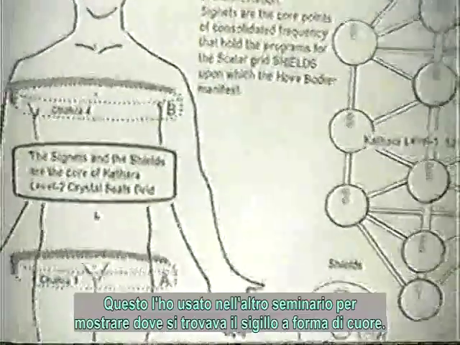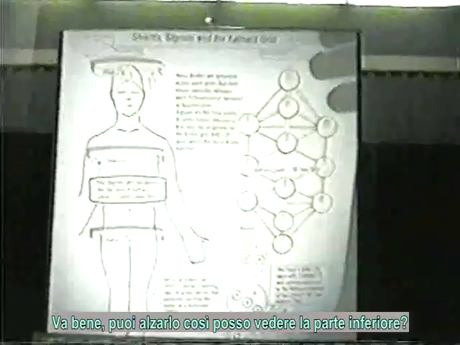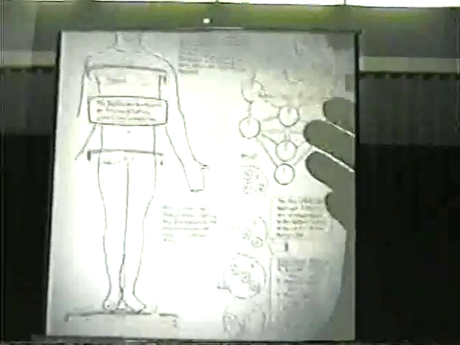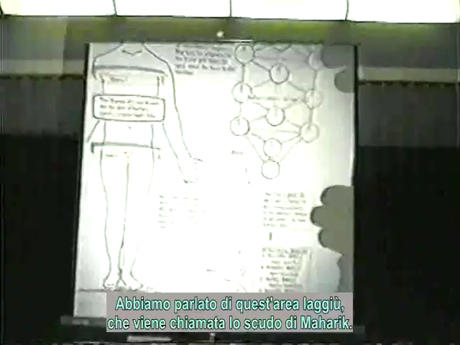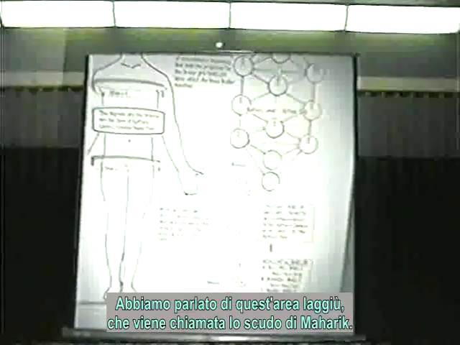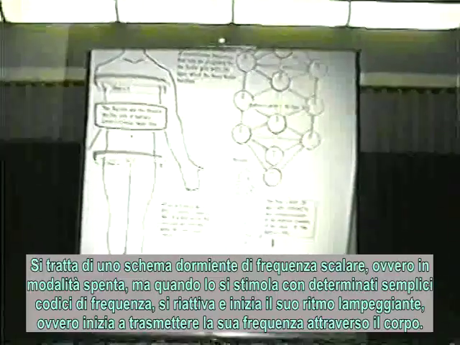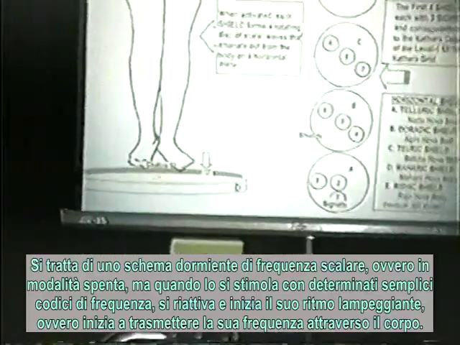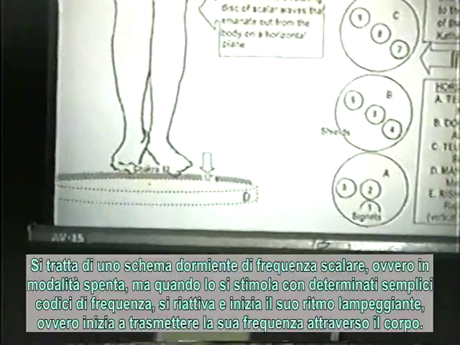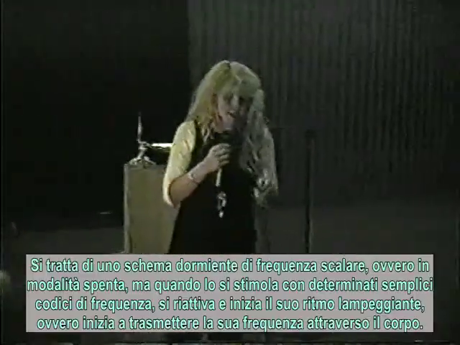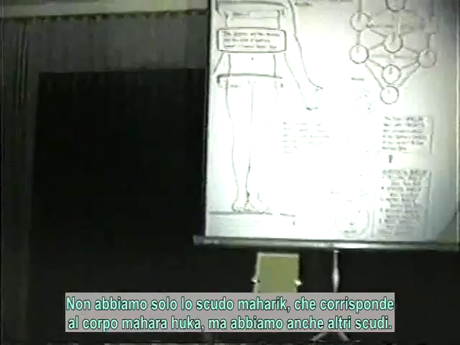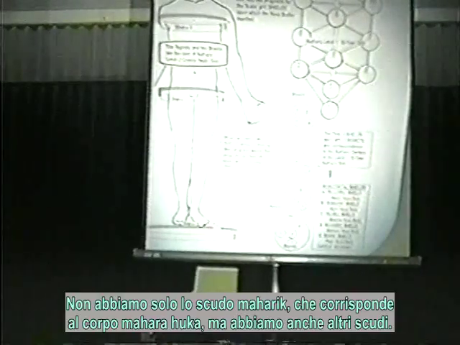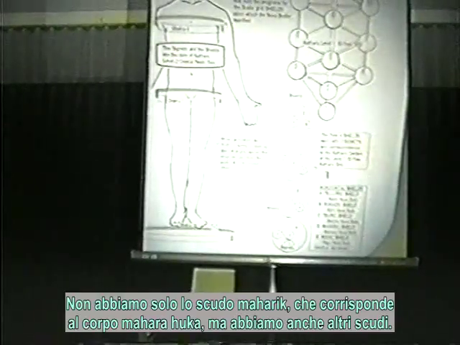Now this one I used in the other workshop to show where the Maharic seal was. Okay, can you pull it up, please, so I can see the bottom part? We talked about this area down here as being called the Maharic shield, and it's a dormant pattern of scalar frequency, which means it's in its off flash mode, but when you stimulate it with certain symbol codes and frequency, it brings it to life, and it starts its flashing rhythm, which means it starts transmitting its frequency through the body.